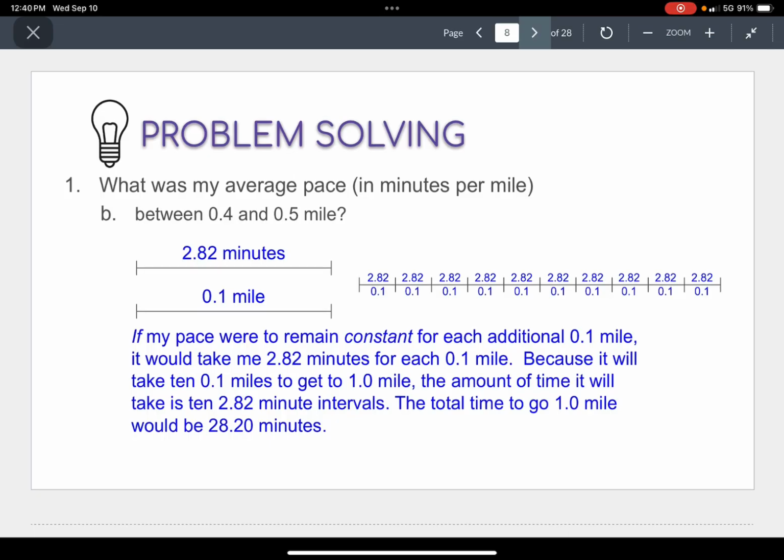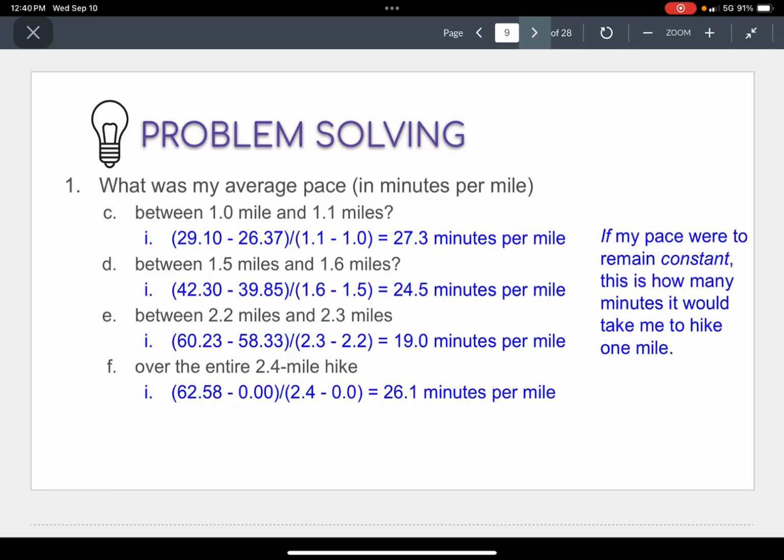What was my average pace in minutes per mile between 4/10 and 5/10 of a mile? Well, we know that that distance took me 2.82 minutes. And once again, if my pace were to remain constant for each additional tenth of a mile, it would take me 2.82 minutes for each tenth of a mile. Because it will take 10 tenths of a mile to get to a full mile, the amount of time it will take me is 10 of those 2.82 minute intervals, or in other words, the total time to go 1 mile would be 28.2 minutes.